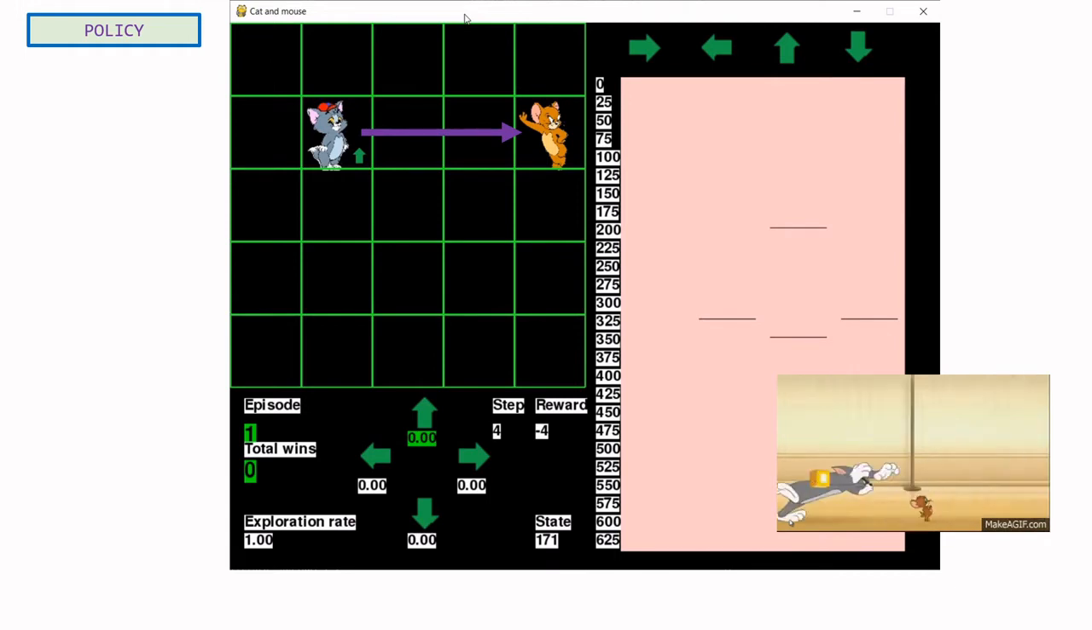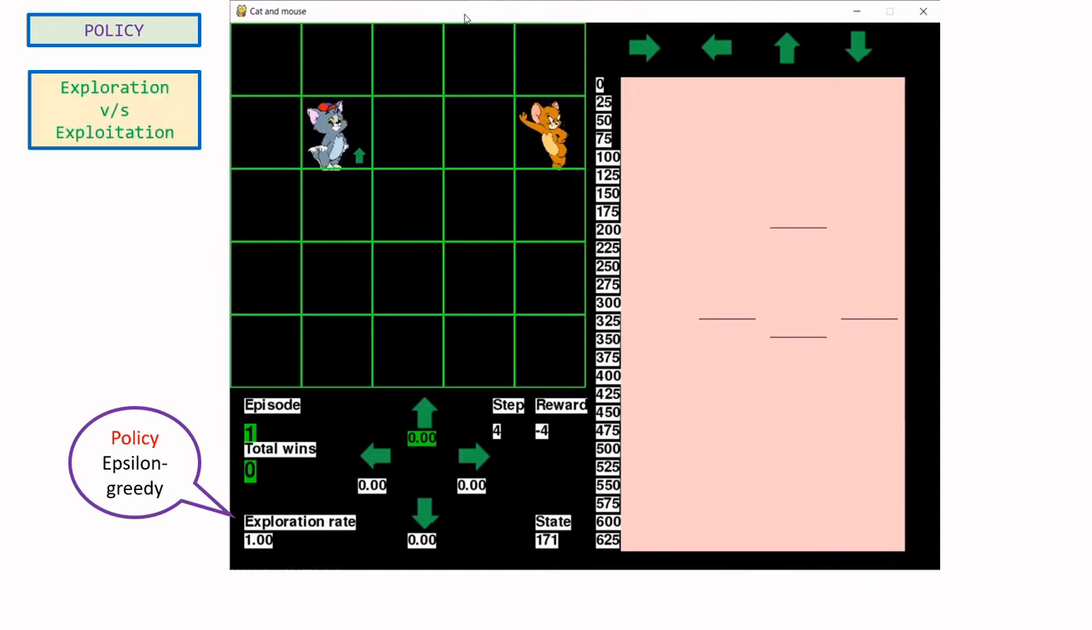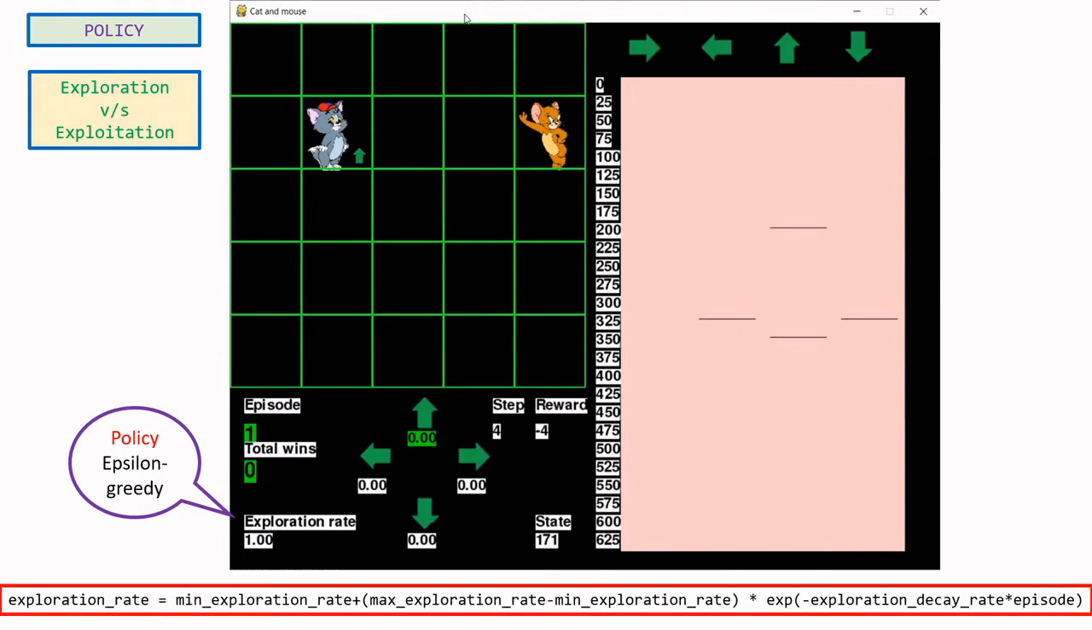In the current example, we employ an epsilon greedy strategy. Here, initially we explore the environment more and exploit the environment after we have learned sufficient information about the environment. The exploration rate is governed by this equation. During the simulation, you would see the exploration rate decreasing from 1 to 0.01. It basically means that the agent is exploring more initially and exploiting more later on.